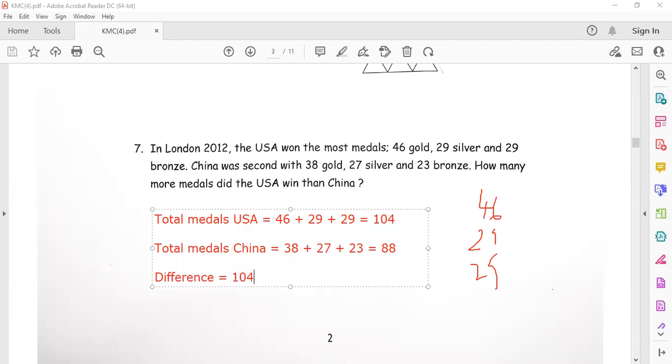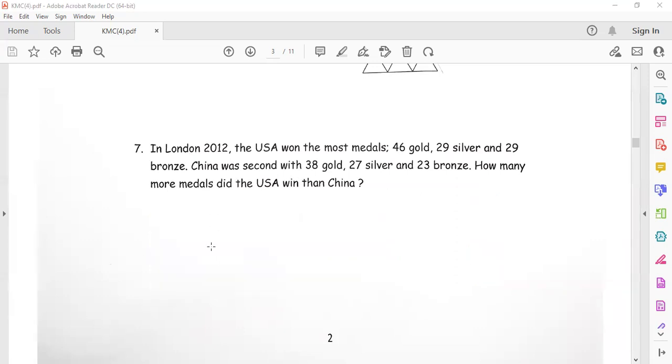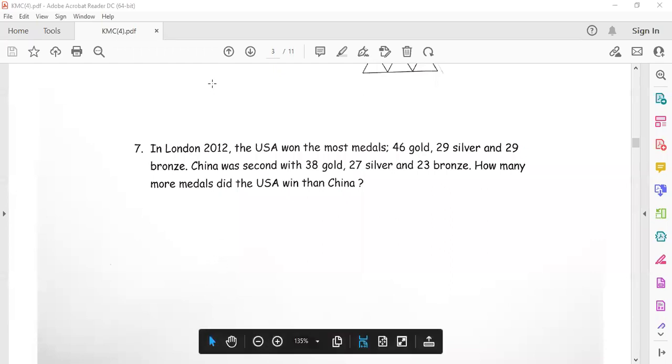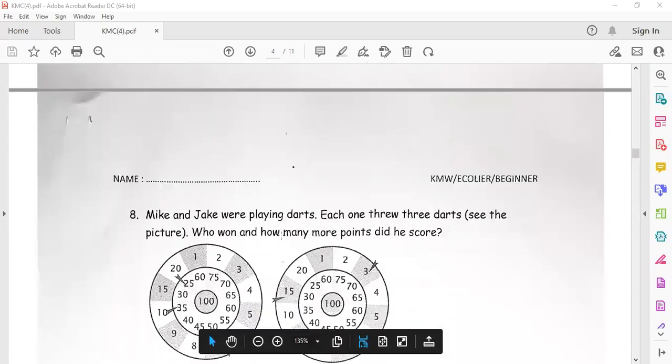So you take 104 minus 88, and how many would that be? Of course, work out your standard written method. And that would be 16 medals. Okay, that's it, done. When you have an option for 16 medals, you choose that. All your questions would be in objective form, which means you have options. But here in my module, I just gave some and I just took away some. Okay, let's move on to number 8.